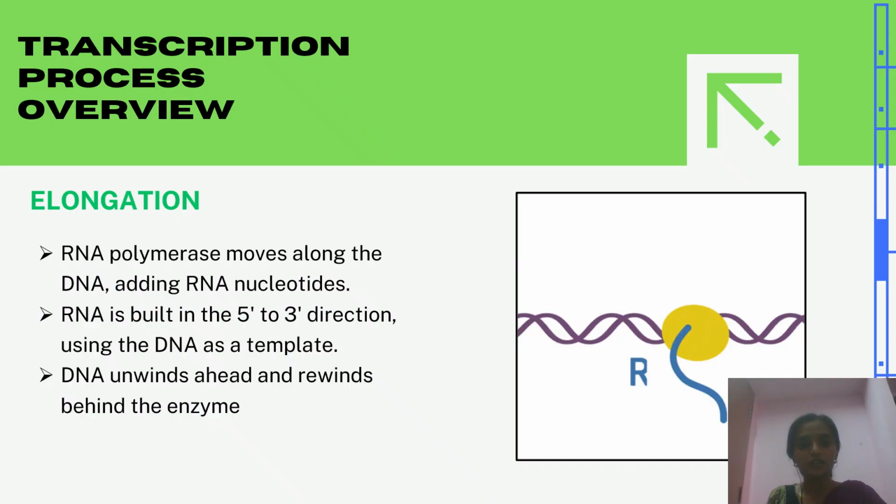The second stage is elongation. During elongation, RNA polymerase moves along the DNA, adding nucleotides in the 5' to 3' direction. DNA unwinds ahead of the enzyme and rewinds behind it, which keeps the process smooth. RNA polymerase moves along the DNA adding RNA nucleotides, using the DNA as a template.